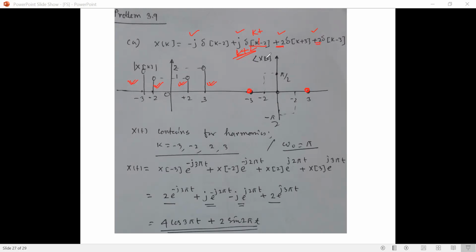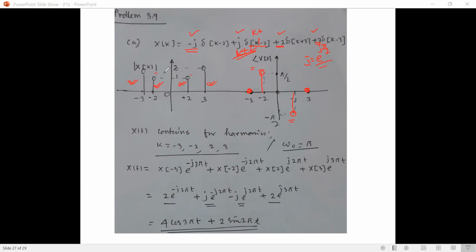But at k equal to minus 2, we have a phase angle equal to pi by 2. And for k equal to 2, you have a phase angle equal to minus pi by 2, because j is equal to e to the power j pi by 2, isn't it? j is equivalent to a 90-degree phase shift. So your phase angles are there, your magnitudes are also there.